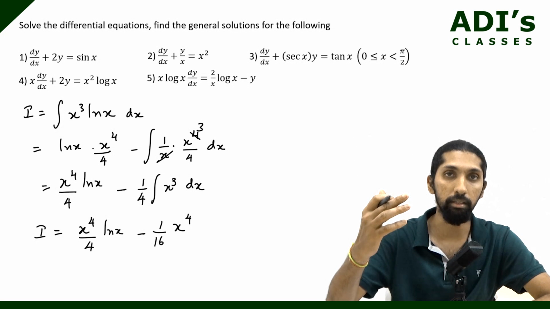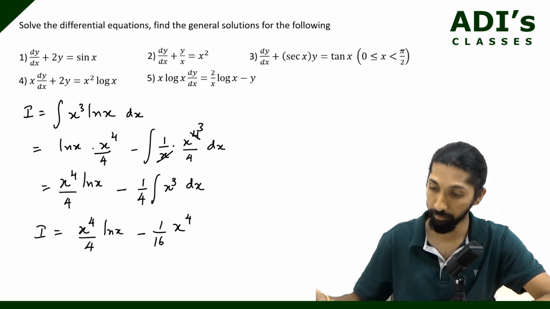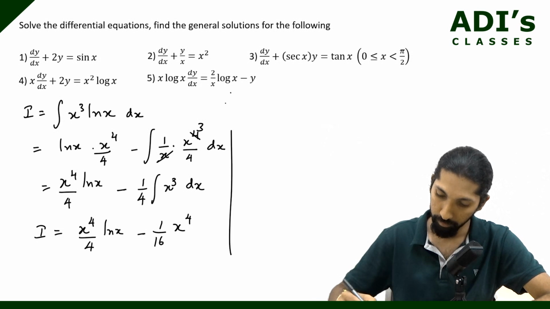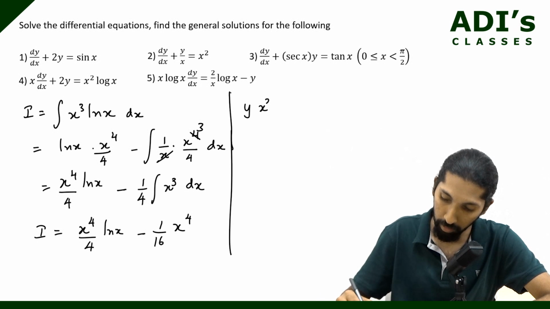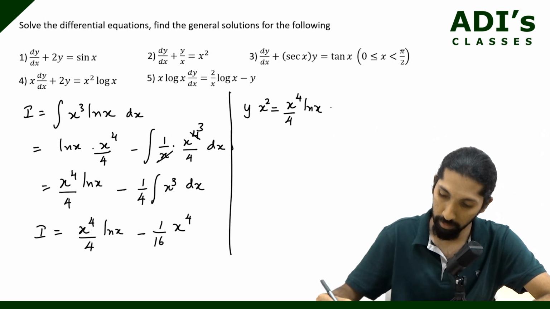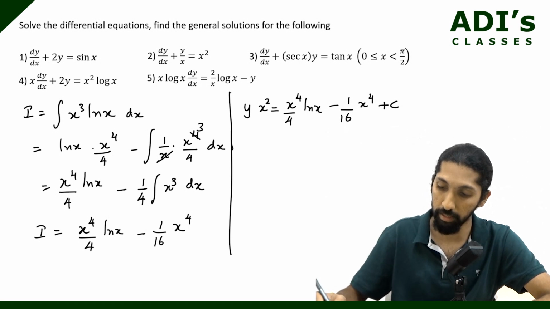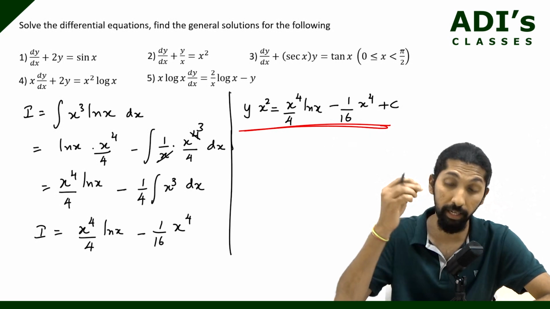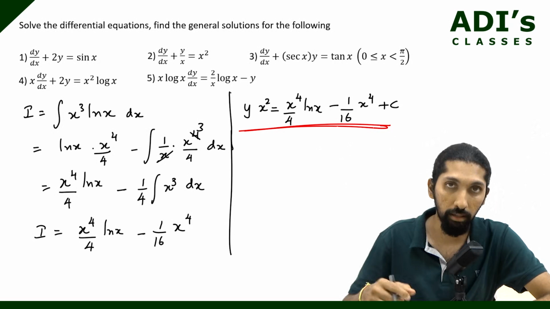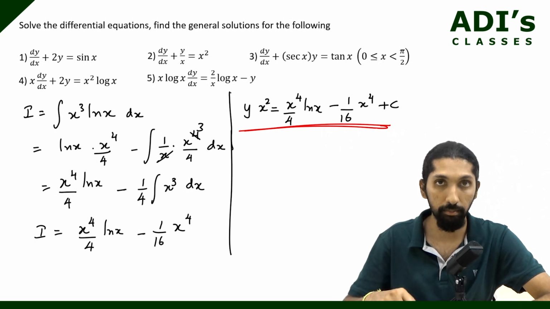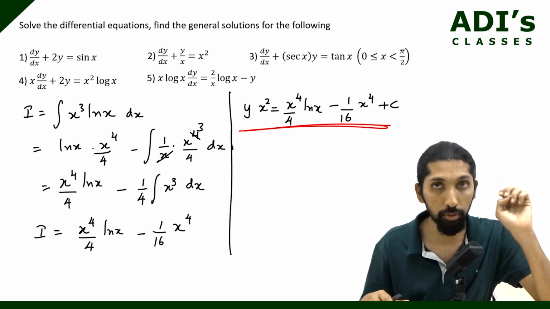Directly we are going to apply this in the differential equation solution. So what we are going to get? So we will have y into x square is equal to x power 4 by 4 into log of x minus 1 by 16 x power 4 plus c. This is going to be the final answer. Now we can simplify by taking x to the power of 4 by 4 as common. But since we have c, we generally don't do it. Clear? So this is the answer for the fourth question.